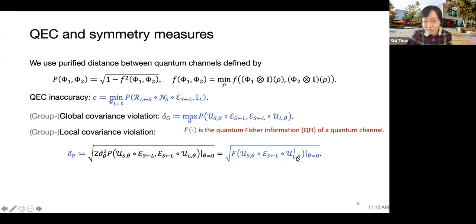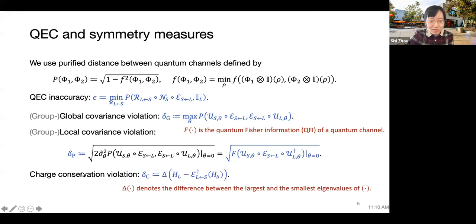The quantum Fisher information is a measure of how much information the parameter theta has on this quantum channel. Given a quantum channel, the larger the Fisher information is, the more sensitive it is to the parameter theta.